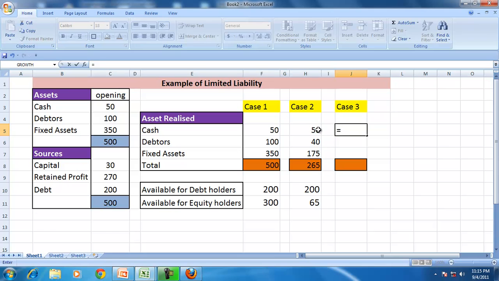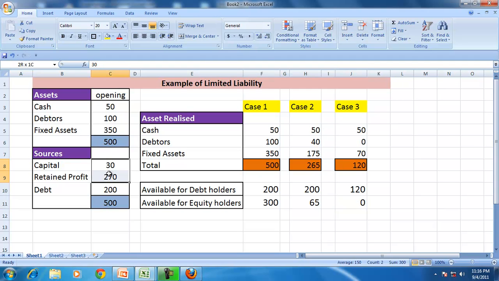Now case 3, suppose I get 50 here. The debtors all become 0. That means no amount is collectible, and the assets we are able to collect only 50% by selling it in the market, or maybe less than that. So the money available is 120. Then the debt holders will get 120, and the shareholder will not get anything. But see, in this case the debt holder cannot ask the equity holders to pay. The liability of the equity holder is limited to the extent of the equity.